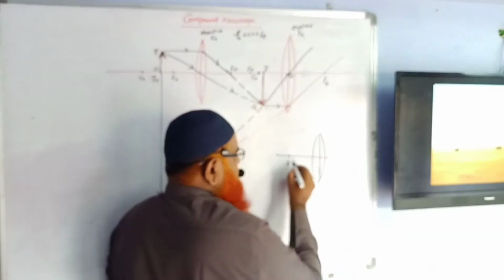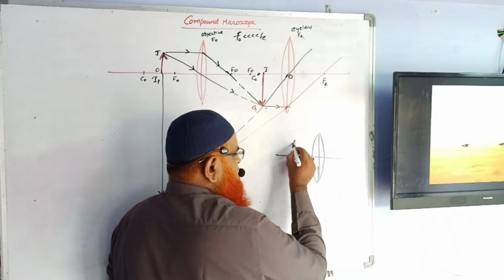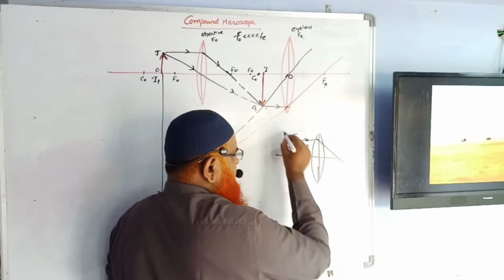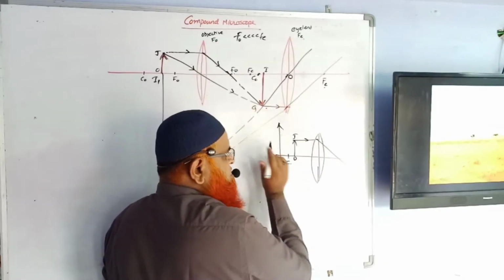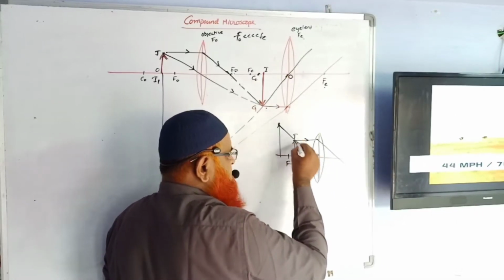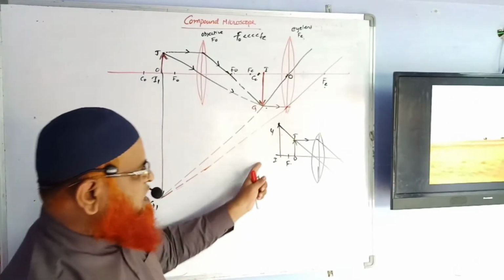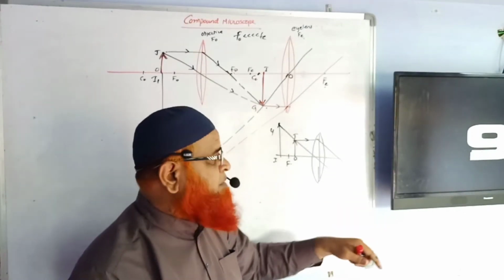What are the basics here? This is the focal point of this lens. When you keep an object at this place and the light ray passes, I told you the final image will be on the same side. The final image is going to be on the same side, and it is going to be the virtual image, which I have already discussed in the case of the simple microscope.